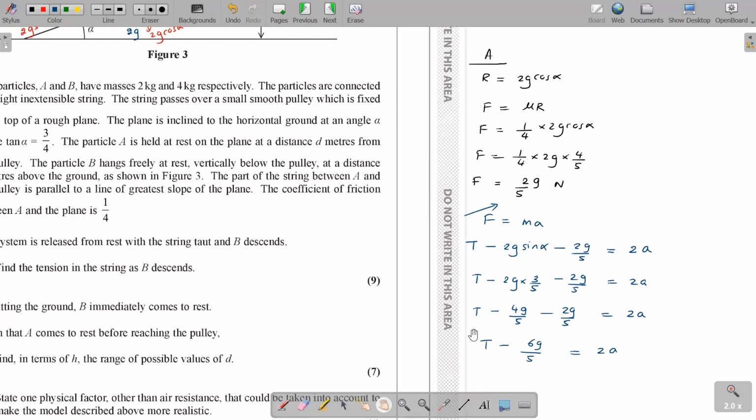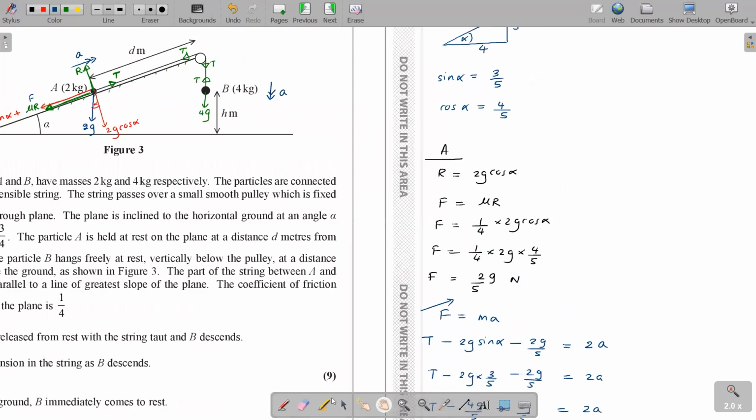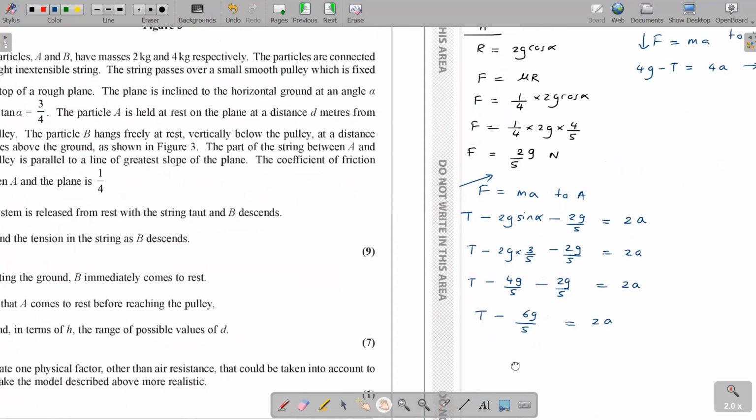Then shall we use F equals ma now for particle B? This was for A. So now I will use F equals ma for B. B is traveling which way? B is traveling downwards. So apply F equals ma downwards. What do we get? 4G minus tension equals mass times acceleration. What's the mass of B? 4 kilograms, 4A. So that of course comes really easily. There's nothing to think about there. So that's equation 2. Now combine the two equations and you're supposed to find the tension.